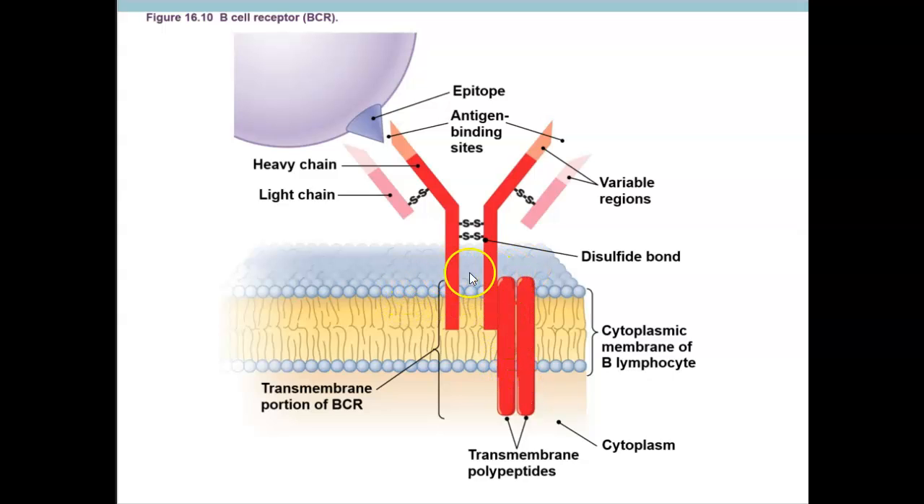And then we have this part that's on the outside of the cell. And again, it's held together by disulfide bonds, these different peptide pieces. But this cell, all of its B cell receptors have the exact same antigen binding sites. But different B cells will have different antigen binding sites. So they'll recognize different epitopes.